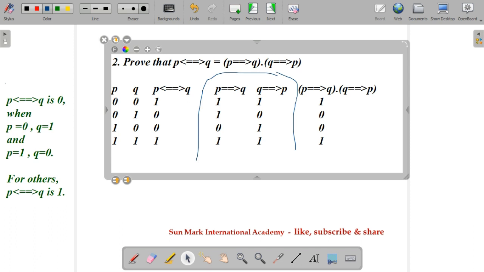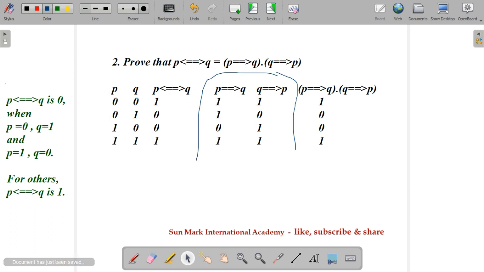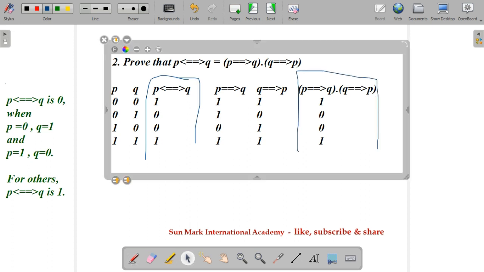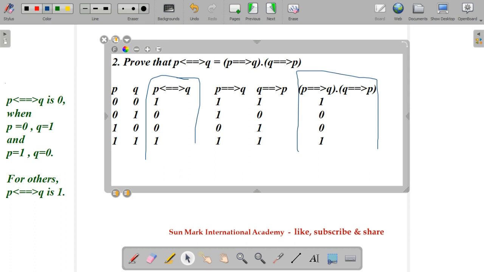Now we have proved P biconditional Q equals P implies Q dot Q implies P. That is, this column's value is equal to the last column. So both are equal. So we can write, hence the given is proved.